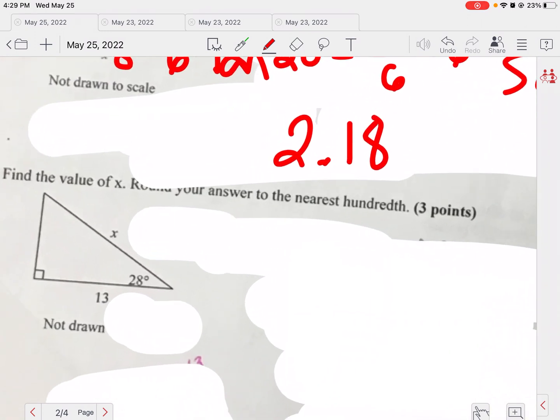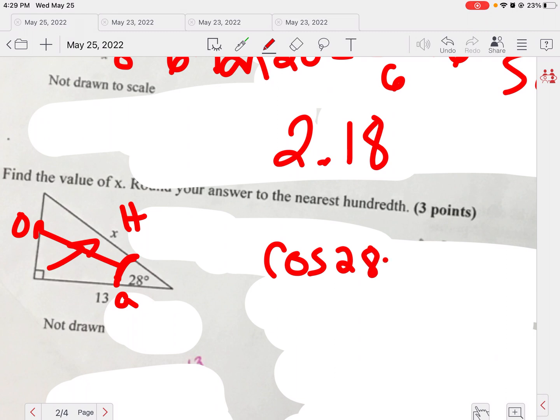Same thing here. So again, I might always find my hypotenuse first. We know that's across from 90, that's the hypotenuse. But the angle 28, this is opposite, this is adjacent. So I know my adjacent, and I want to find my hypotenuse. So what goes with H and A? And that's cosine. So I have cosine of my angle equals adjacent 13 over x.